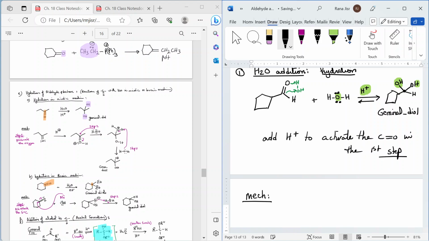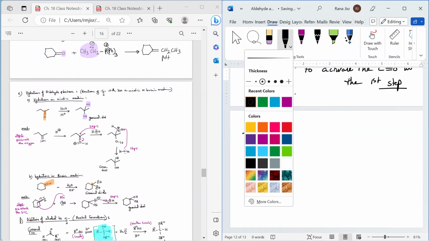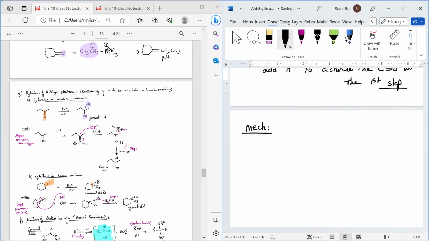So every time you have an acidic medium with oxygen nucleophiles, then the first step is to go ahead and protonate the oxygen of the carbonyl. And this rule, we're going to use it also in the next chapter as well. So the mechanism of the reaction, here you go.